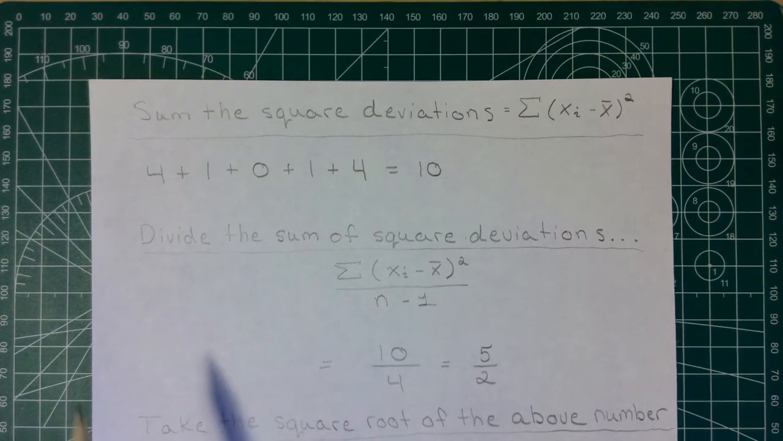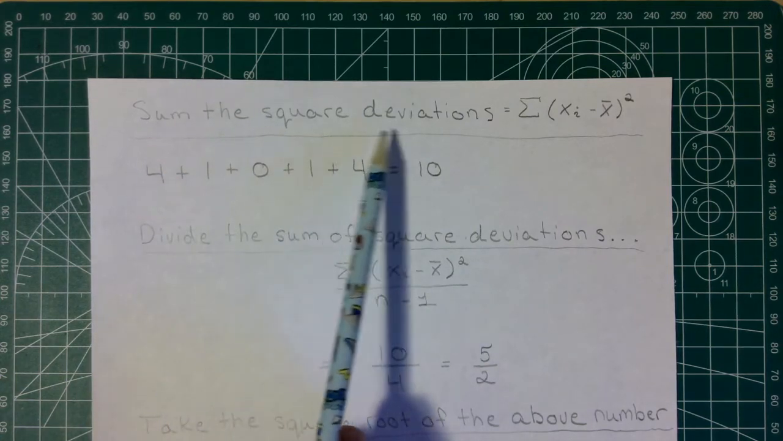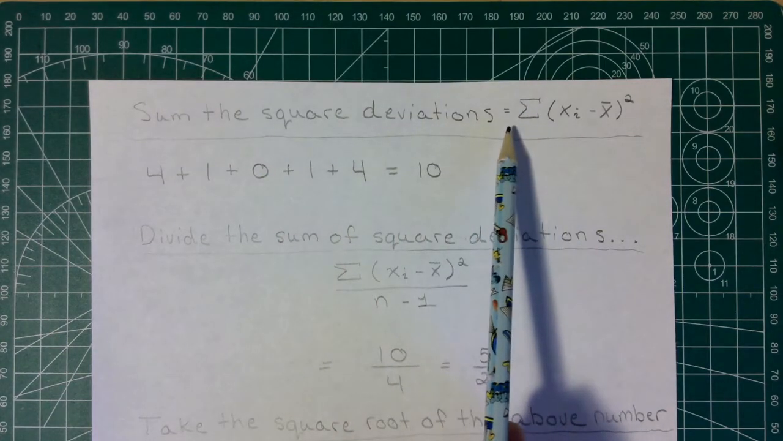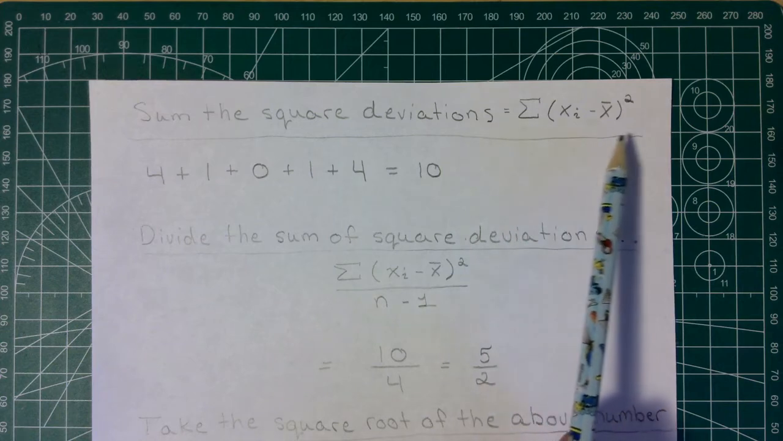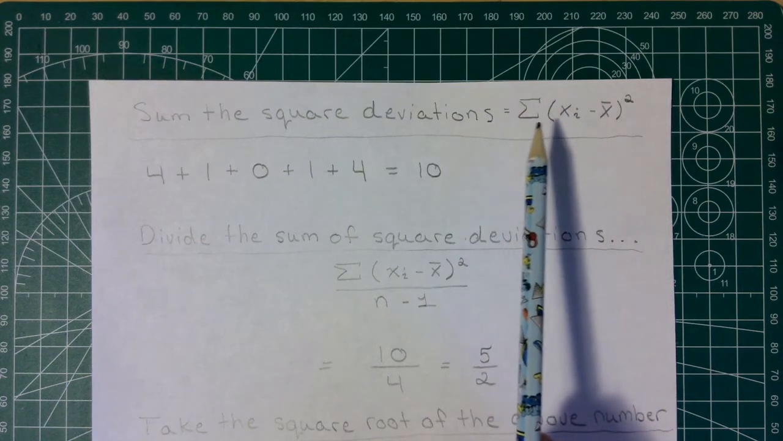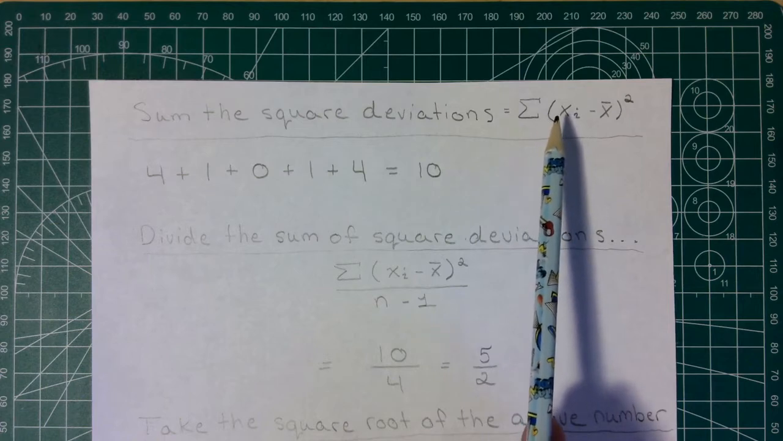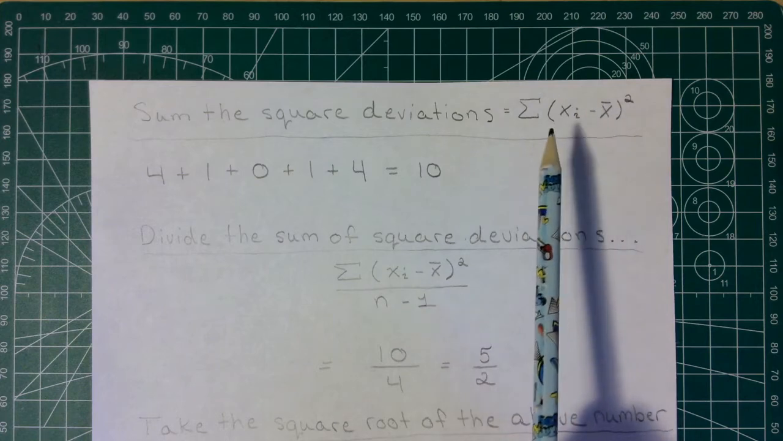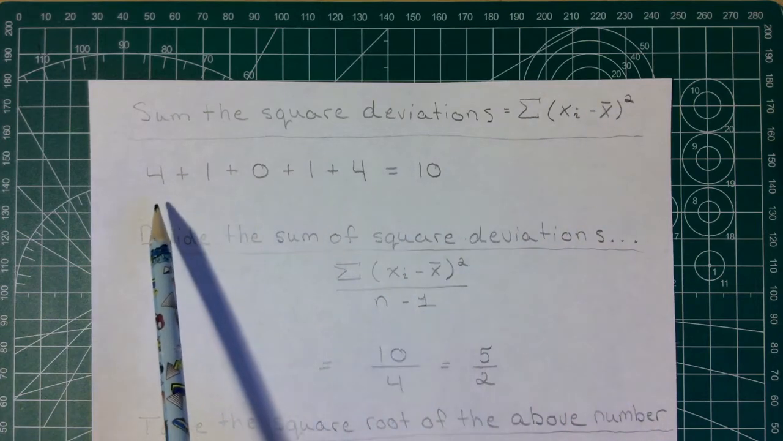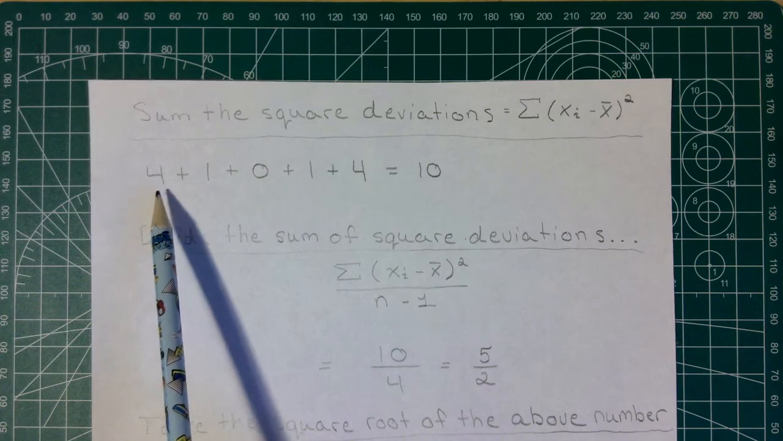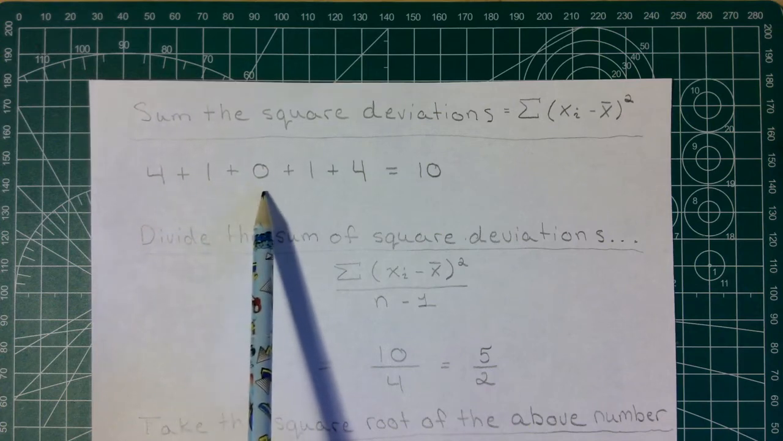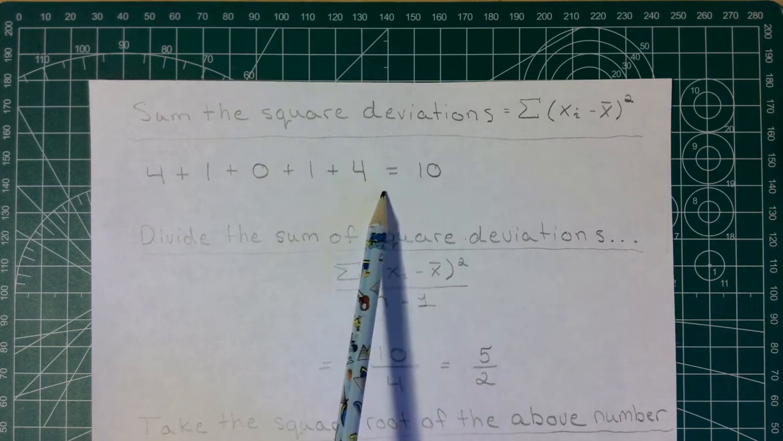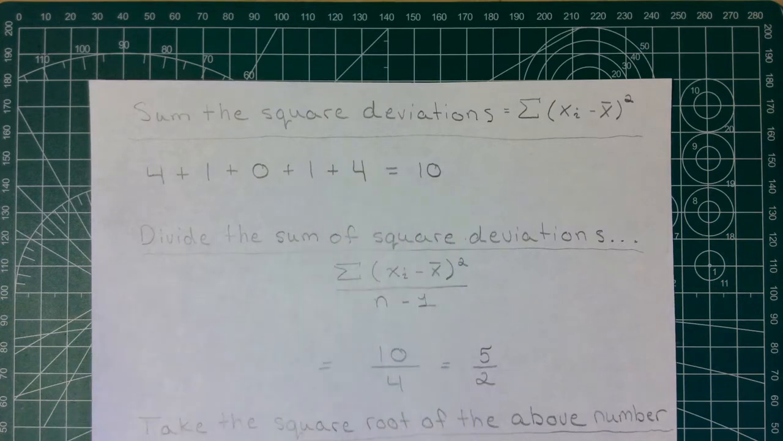The next step of our calculation, we're going to be summing up the square deviations. This is where we're going to handle this sigma notation here that may be confusing to all you guys. So what this basically means right here is to just sum up all of these quantities, xi minus x bar squared, that we've already calculated. So for that, we're just going to take the values from before, 4 plus 1 plus 0 plus 1 plus 4, and we're going to see that that is equal to 10.